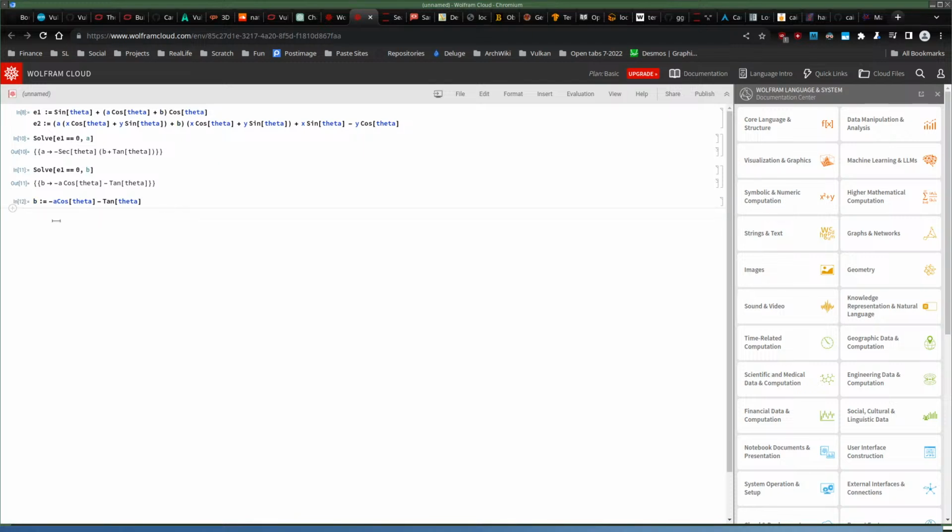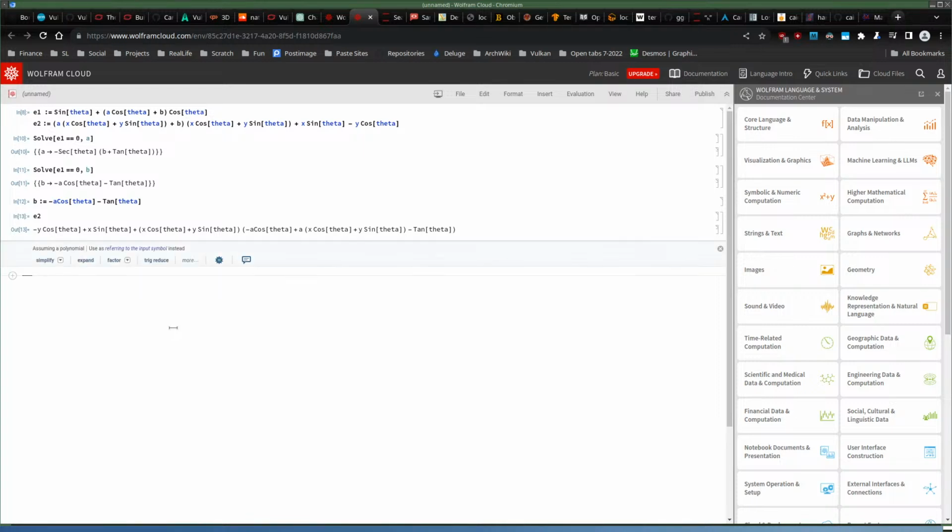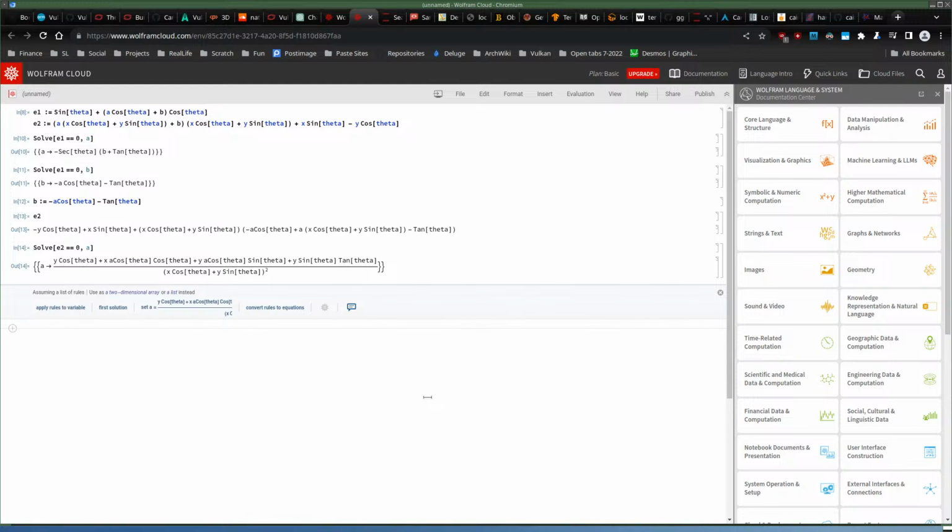B has been redefined, so if now I ask for E2, you get something with no B in it, because it replaced B. Oh, I don't recognize this anymore, but okay, B is gone, so I guess it's good. And then we can ask to solve E1 equals 0, and now of course a, and that would be that.